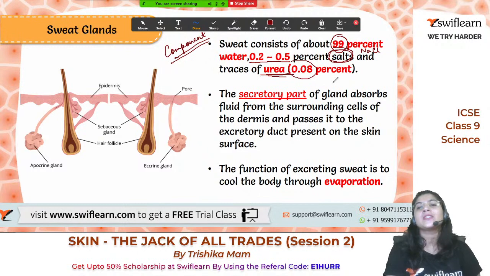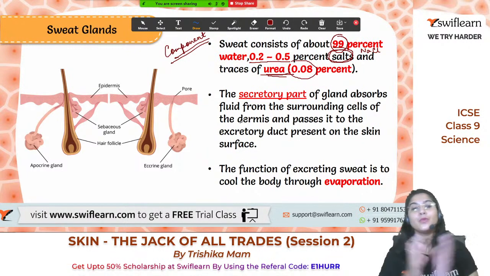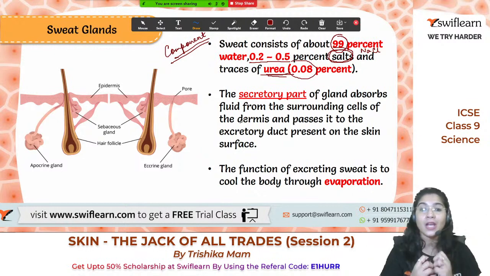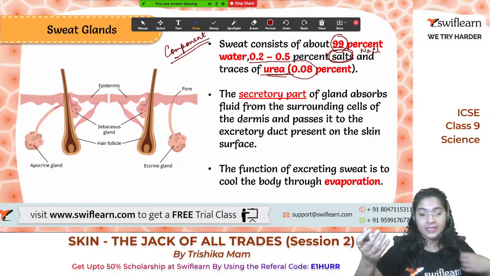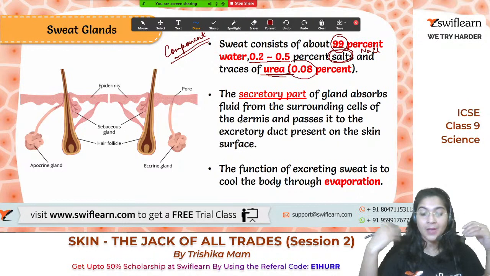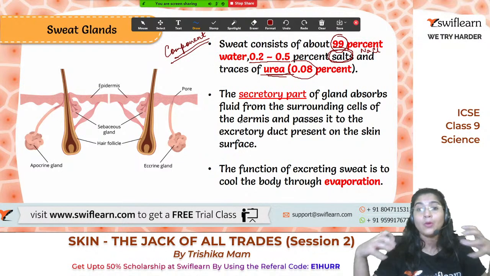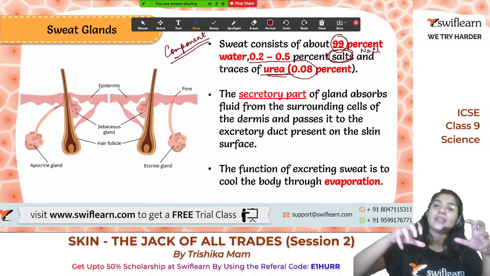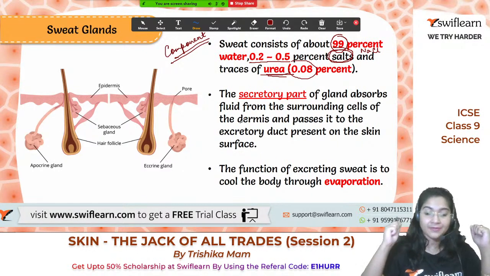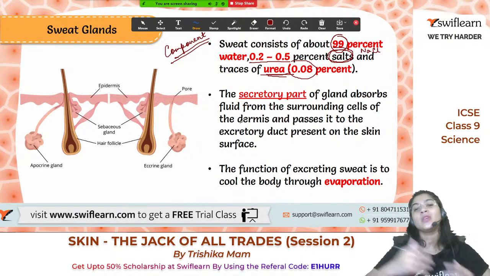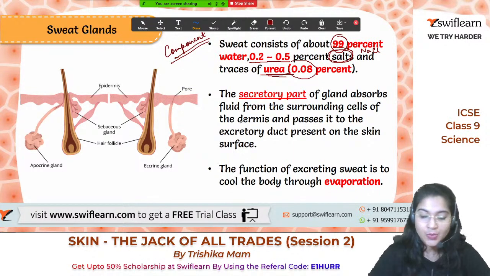Yes. Now the secretory part of this gland absorbs the fluid. From where will that fluid come, where will that extra water come from that they release from our body, so that our body will get a cooling effect? They absorb different fluid from the surrounding cells, and then they excrete the fluid through the sweat duct.